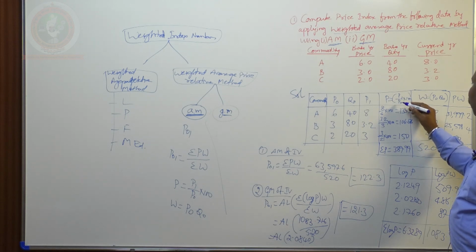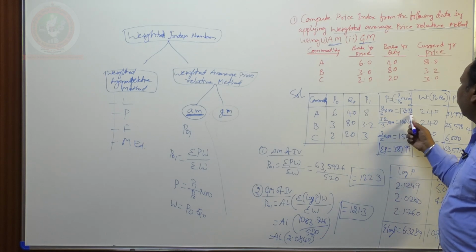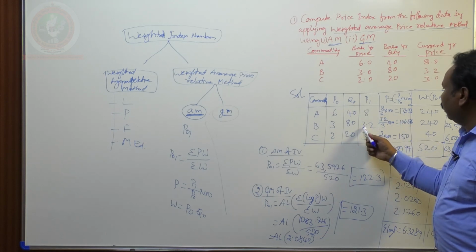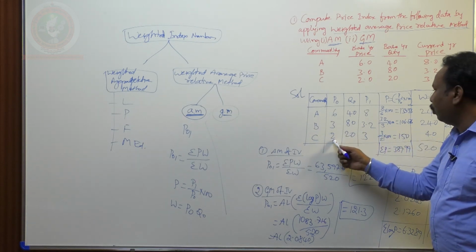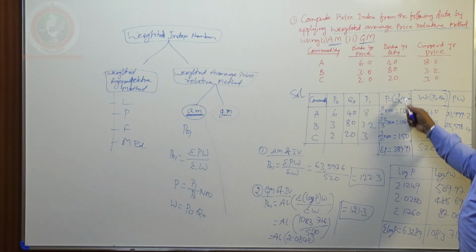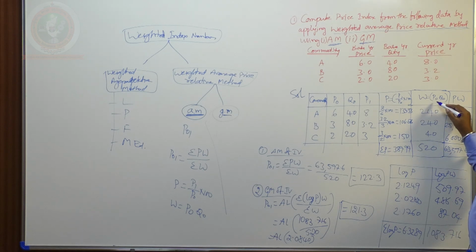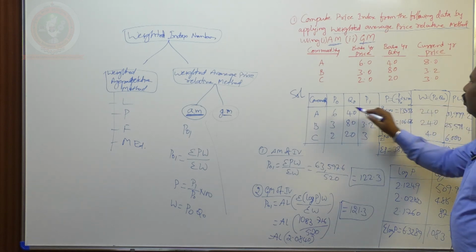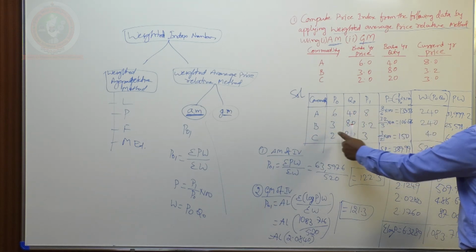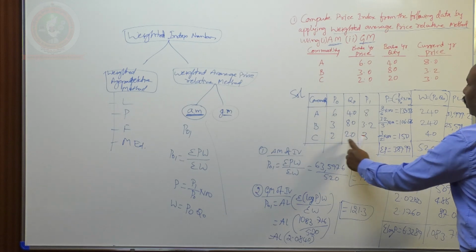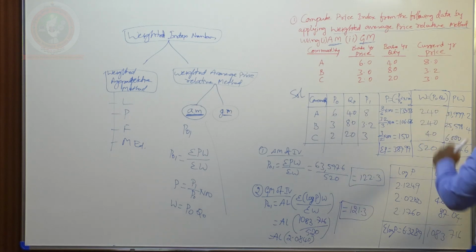P value is P1 divided by P0 into 100. So that is 8 divided by 6 into 100, so 133.33. Then 3.22 divided by 3 into 100, 106.66. 3 divided by 2 into 100, 150. The summation of these is 389.99. For the weights, we calculate P0 into Q0: 6 into 40, 240; 3 into 80, 240; 2 into 20, 40. The summation of these is 520, the summation of weights.